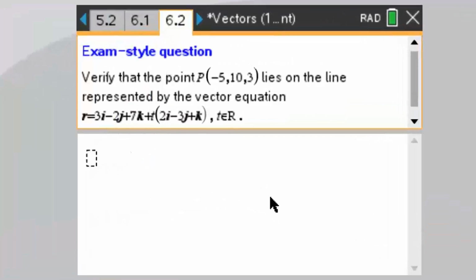A brief exam style question, which can be very easily done without the calculator, but we'll show you how to do it on the calculator, is to verify that that point lies on the line represented by that vector equation. If this question was one of 5 or 6 parts using the vector equation of the line and this point, then it's a very good idea to assign the vectors. This may not be the most time-efficient way to do this question because it's just one part, but we'll show you how to do it anyway.